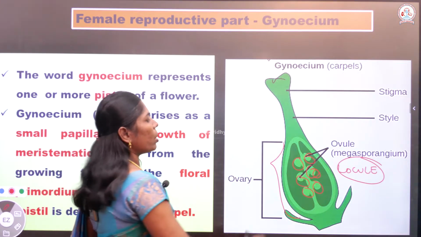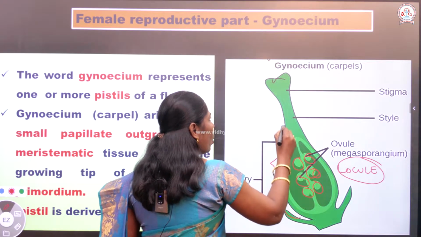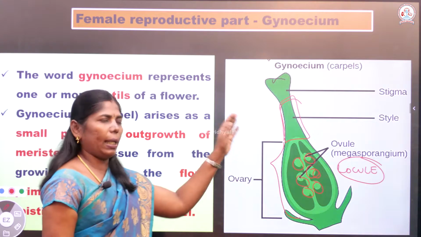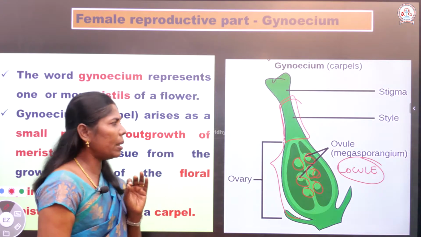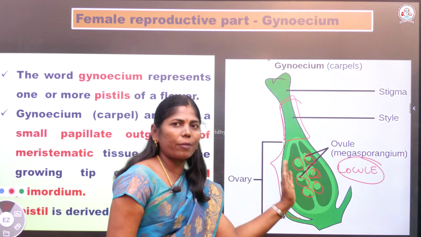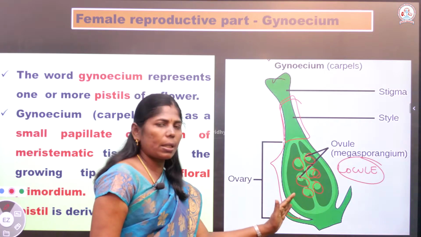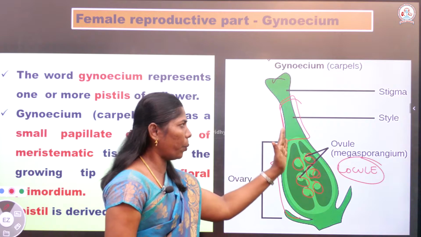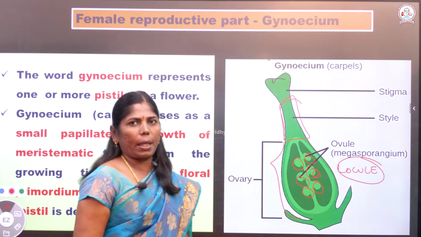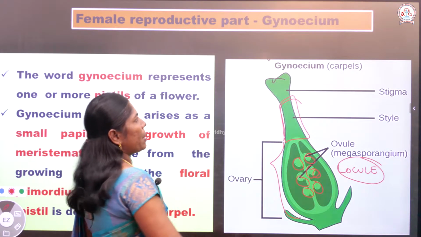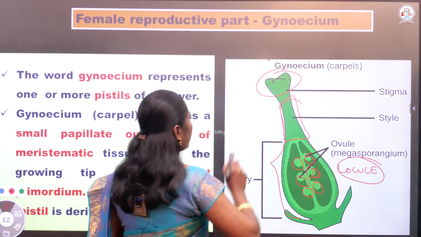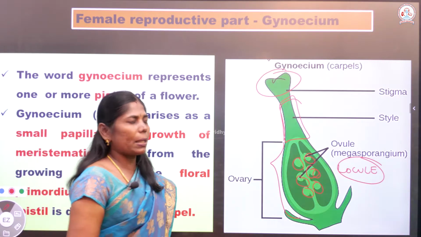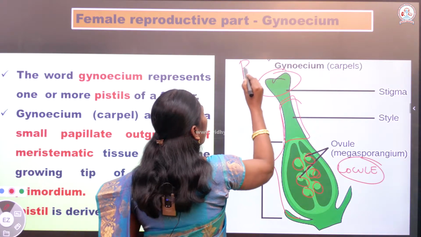Next to the ovary, we can see the elongated and slender portion called the style. The style is very important. This is the pathway for entry of the pollen tube towards the embryo sac. At the tip of the pistil, we can see a very important portion, the stigma. The stigma serves as a landing platform for the pollen grains.